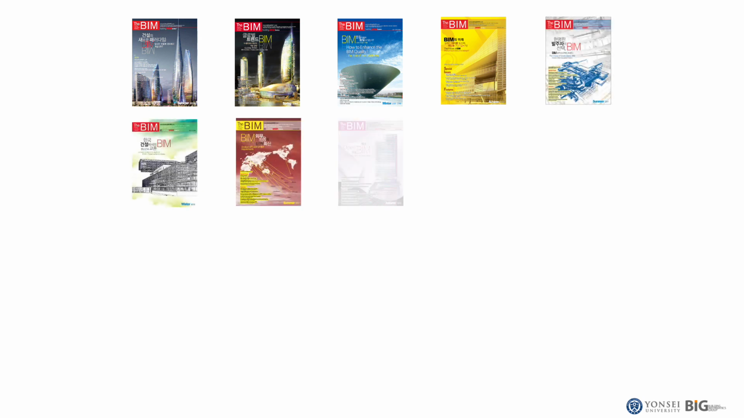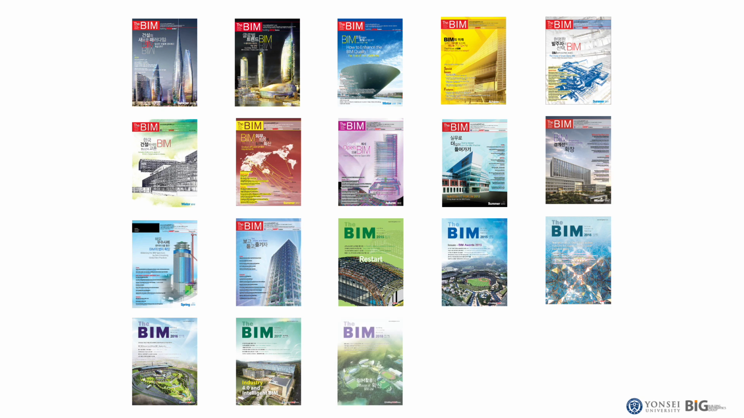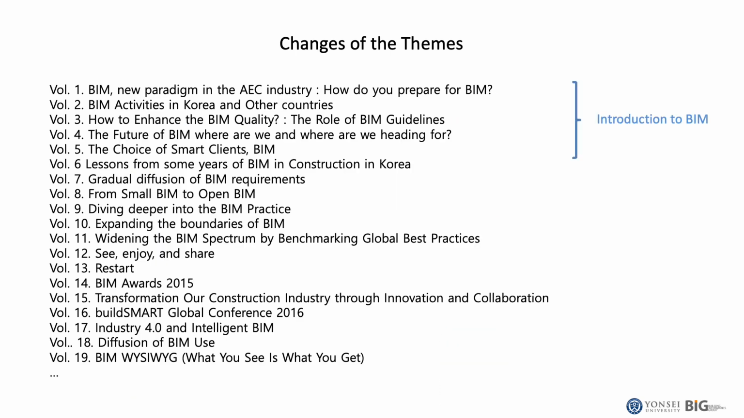After the first issue in 2008, 22 issues have been published. By looking at the changes in the topics of the BIM magazine, you can tell how BIM has evolved in Korea. For the first 3 or 4 years, the issues focused on what BIM was. For the next couple of years, the issues focused on the application examples and status of BIM adoption in Korea. After that period, the issues focused more on the advanced use of BIM.